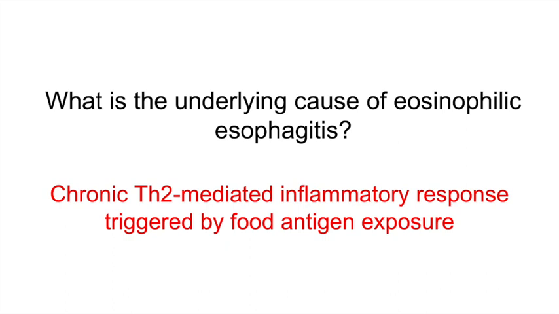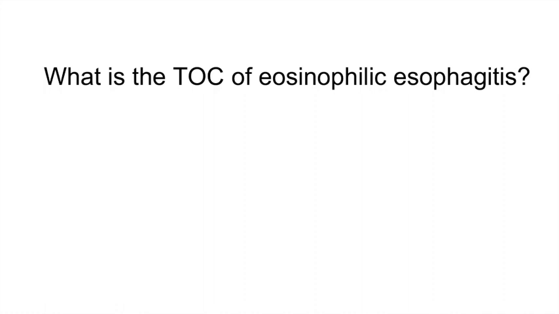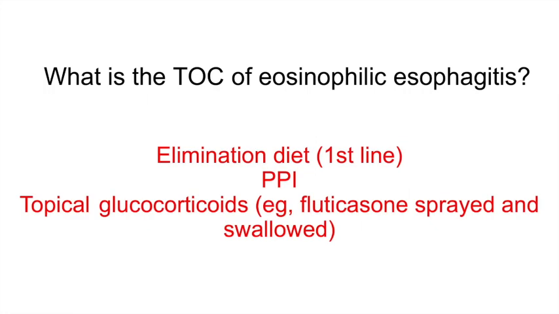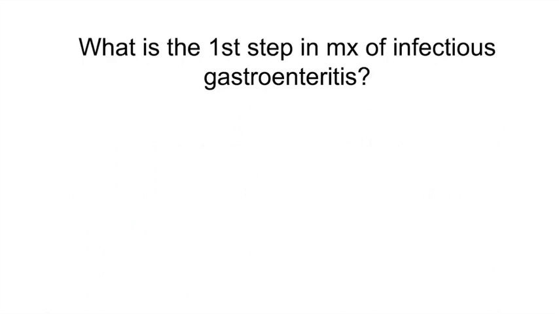What is the treatment of choice of eosinophilic esophagitis? First-line treatment is elimination diet of the triggers, PPI, and also topical glucocorticoids, for example, fluticasone, sprayed and swallowed. What is the first step in management of infectious gastroenteritis? Rehydration. So typically, if the patient has non-bloody diarrhea, consider a viral cause. But if they do have bloody diarrhea, then consider a bacterial cause.